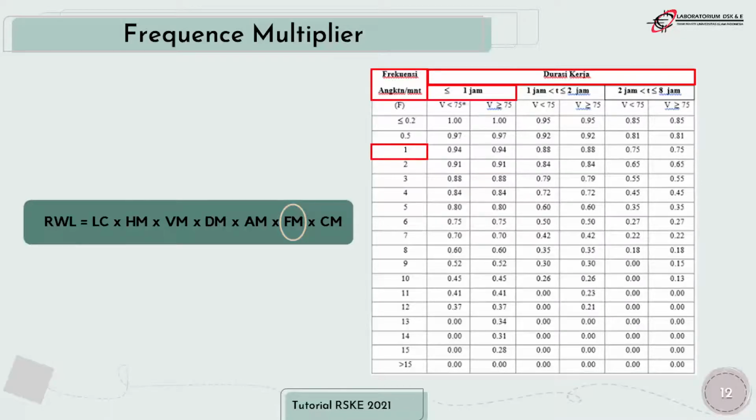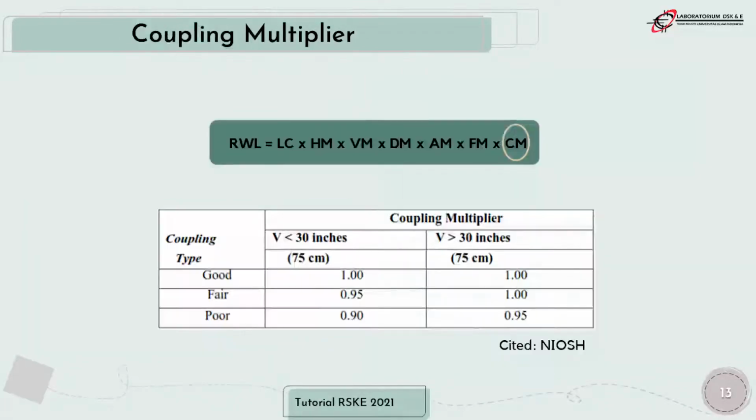From the example, it is known that the duration of work is 1 hour, right? So you can see in the column of 1 hour. Now we also have to know the V value, whether it is greater than 75 centimeter or less than 75 centimeter. We take for example that the V value is greater than 75, then we can conclude that the frequency multiplier value is 1.94, like that.